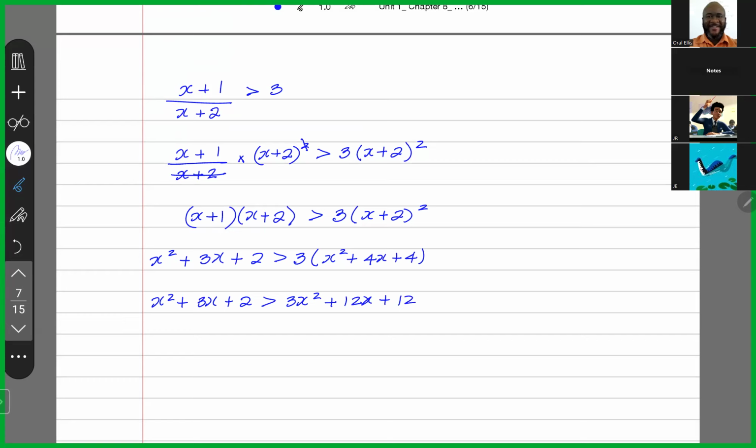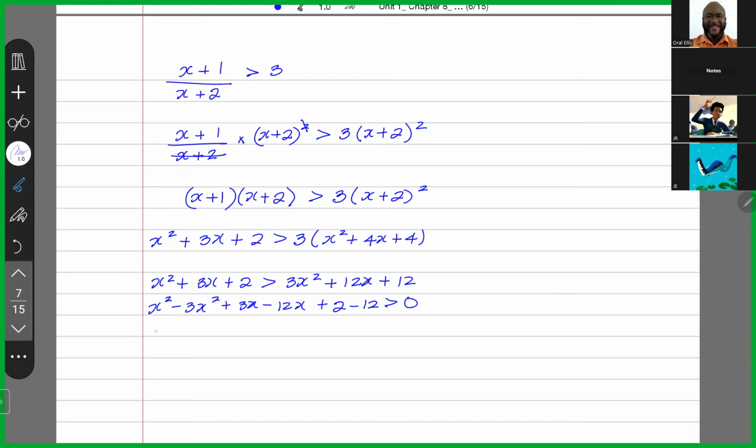Let's make one side of the inequality 0. Let's carry everything to the left side. I have x squared minus 3x squared. I have plus 3x minus 12x. I have plus 2 minus 12 is greater than 0. Simplifying the left side, I'm going to get minus 2x squared minus 9x minus 10 is greater than 0.